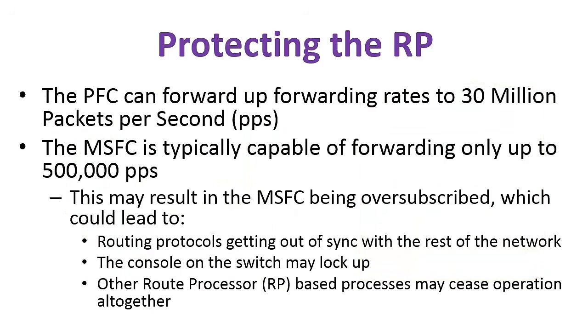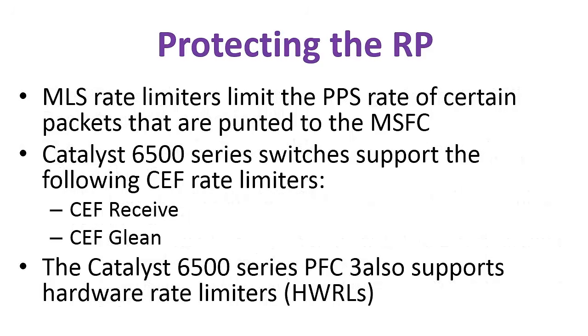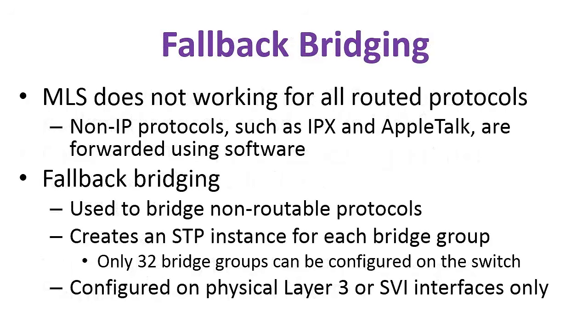Let's get back to talking about the route processor. Now please note the MSFC can be oversubscribed because the PFC can forward up to 30 million packets per second, whereas the MSFC is typically capable of forwarding only up to 500,000 packets per second. This can lead to problems such as routing protocols getting out of sync, or even the console on the switch getting locked up. MLS rate limiters limit the packets per second rate of certain packets that are punted to the MSFC. The 6500 series supports CEF rate limiters and also hardware rate limiters as well.